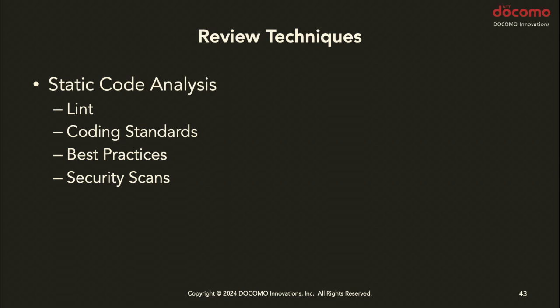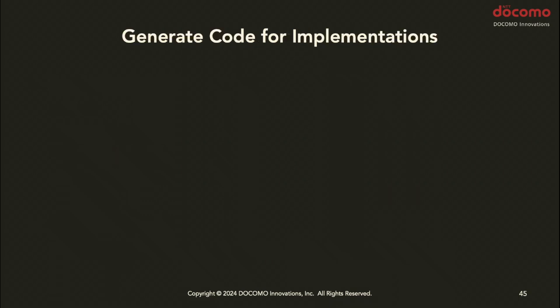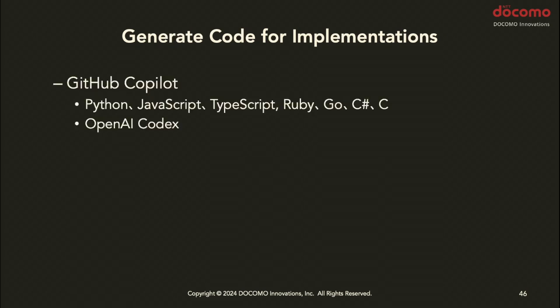In our project, we have already integrated these tools into our CI pipeline as automated tests and have been practicing with them already. Recently, AI-powered analysis tools such as AWS CodeGuru Reviewer and Profiler have become available too. Static analysis checks already written existing code, but using generative AI during the implementation phase can help you write code from scratch with tools like GitHub Copilot.